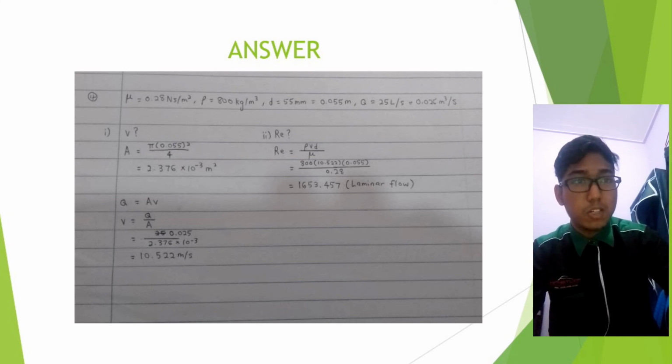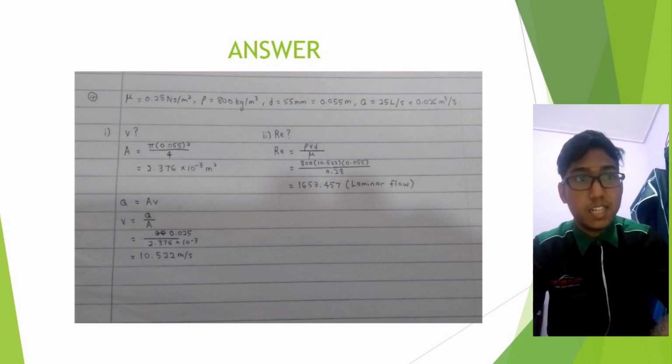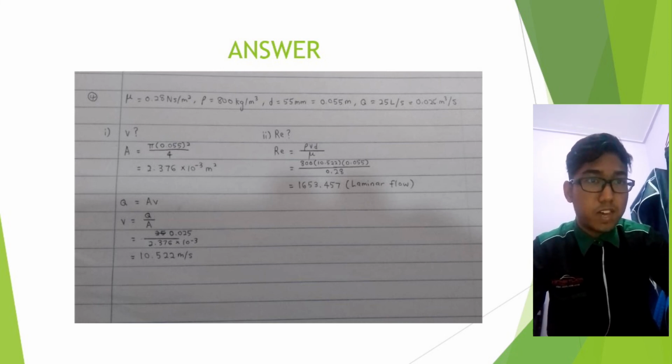So Reynolds number equal to density multiplied by velocity and multiplied by diameter over dynamic viscosity, and then we put all the information in the formula, and then we will get 1653.457.